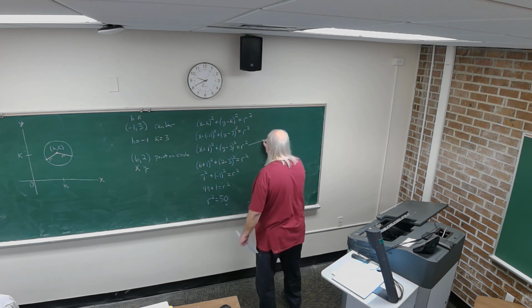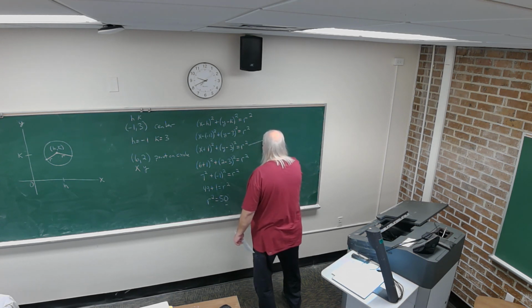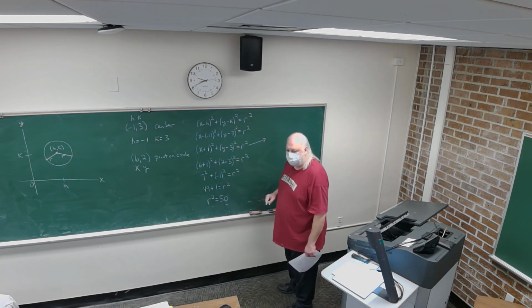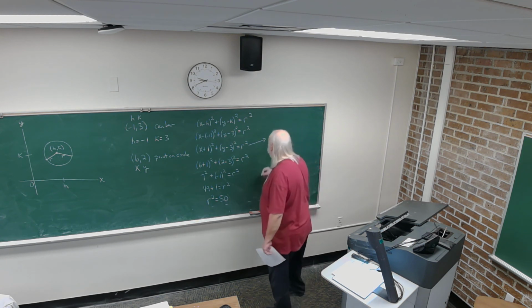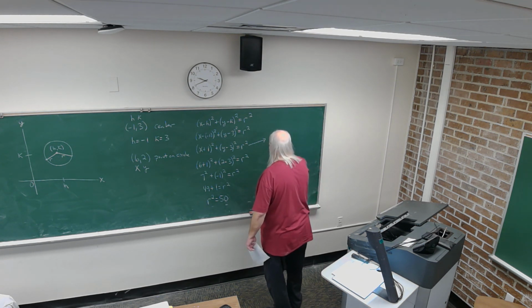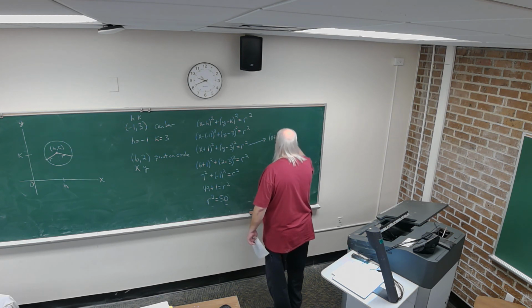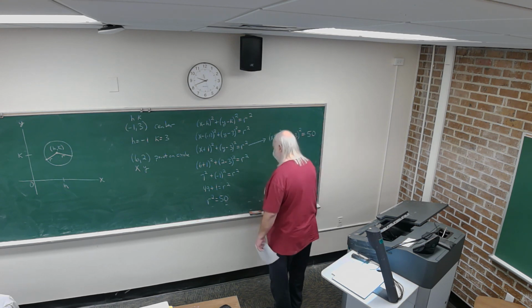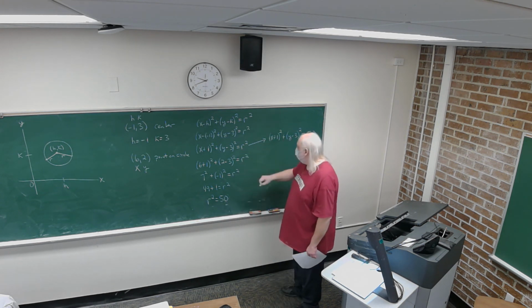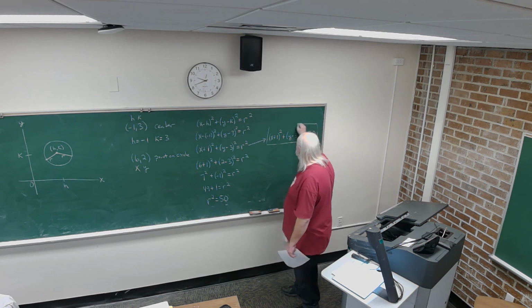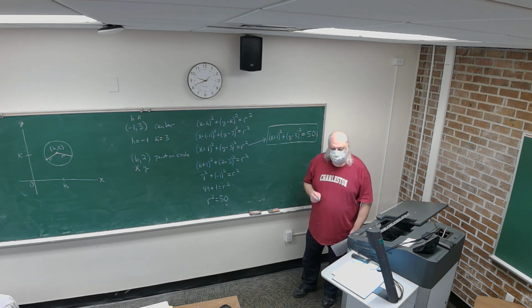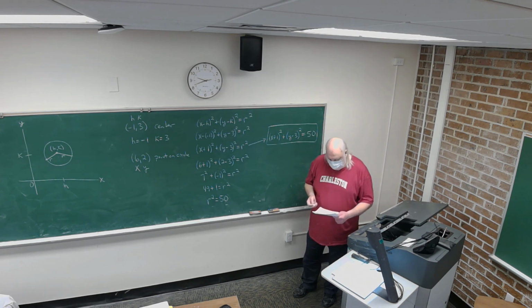So right here, we now put in 50 for r squared, and we have the equation of the circle for this problem. So we have (x plus 1) squared plus (y minus 3) squared is equal to 50, right? r squared, radius squared, is equal to 50. And so that's the equation of the circle. Okay. All right.